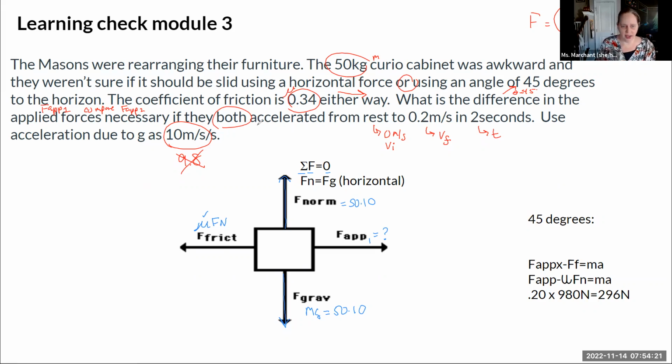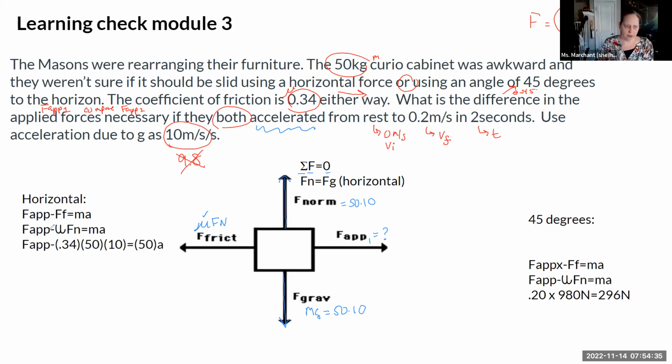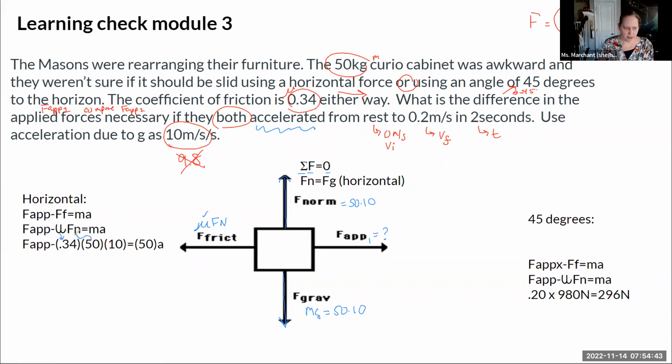Am I accelerating? I am. I'm accelerating. So I'm not equaling it to 0. Force applied minus force of friction equals mass times acceleration. So I end up with this problem. Do I know my force applied? Nope, that's what I'm solving for. Do I know my mu? Yep, 0.34. Do I know my force of normal? Yes, 50 times 10, because my force of normal is my force of gravity. So I just substituted out force of normal for force of gravity there. And then my mass on the other side is 50 and my acceleration.